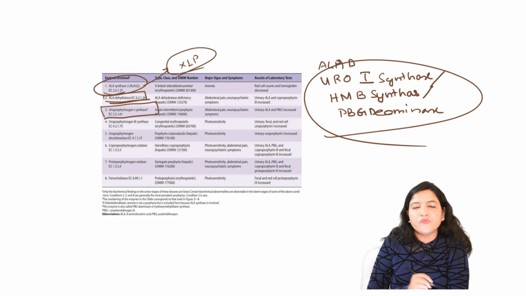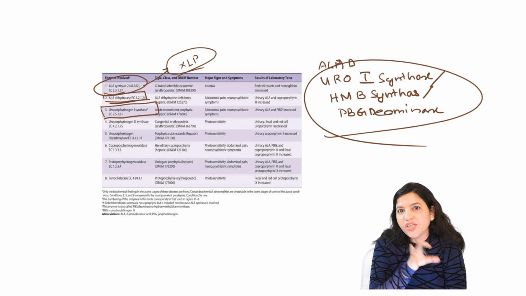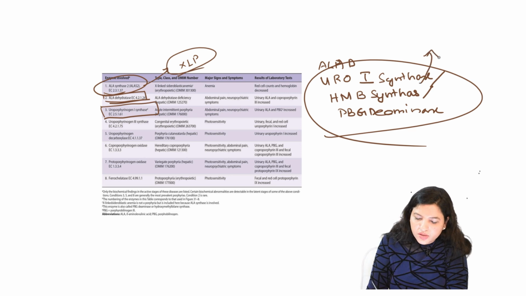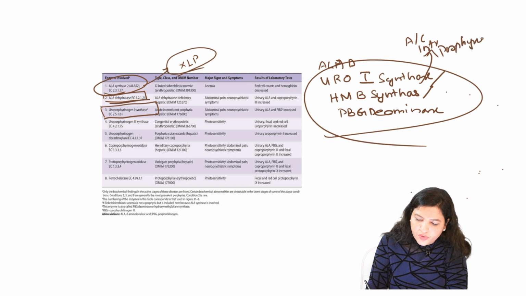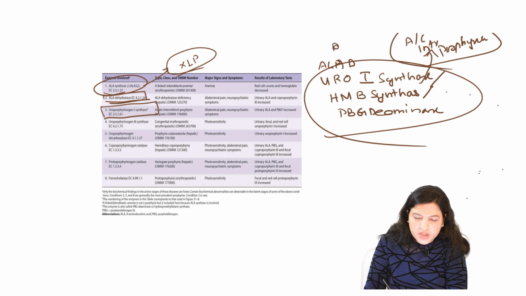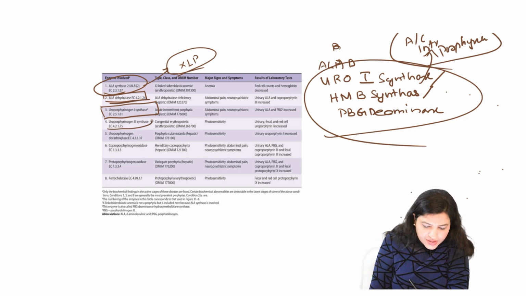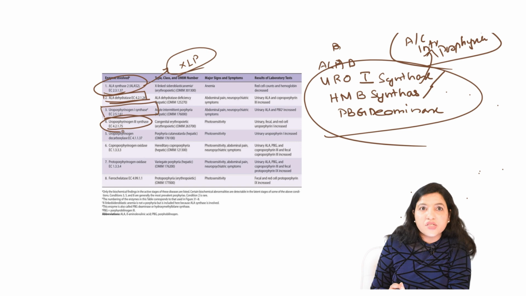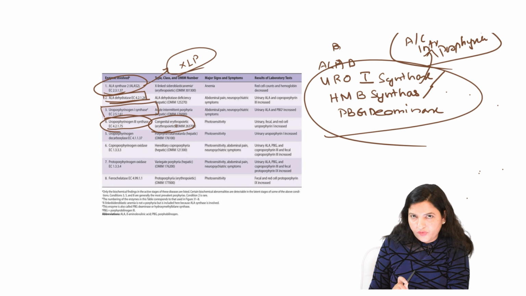If this enzyme, called by any of these names, is deficient, it causes the most common acute porphyria, and that is acute intermittent porphyria. In acute intermittent porphyria, ALA and PBG accumulate, and there will be neuropsychiatric symptoms. Coming to the next enzyme onwards, that is uroporphyrinogen 3 synthase defect. It causes congenital erythropoietic porphyria.